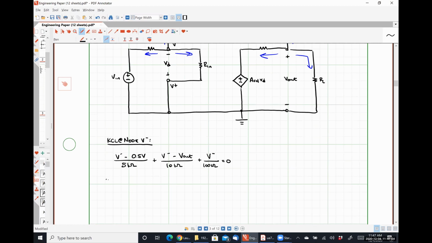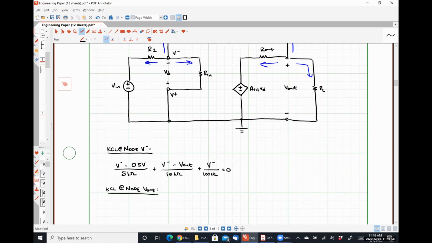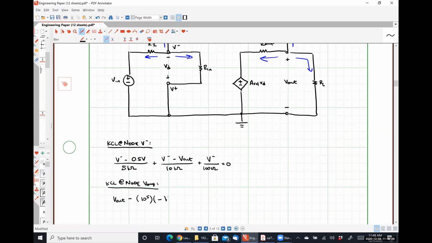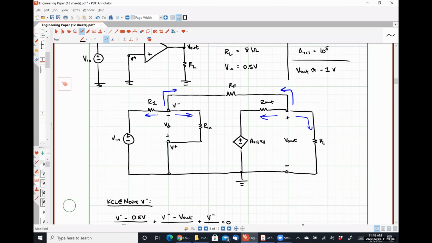And then we're going to have KCL at node V out. So let's do the one through the resistor R out first. So that's V out minus our voltage gain, which is 10 to the 5 volts per volt, times V plus, which is 0, minus the voltage present at the non-inverting input terminal, divided by our resistor R out, which I believe I said was 1 kilo ohm.